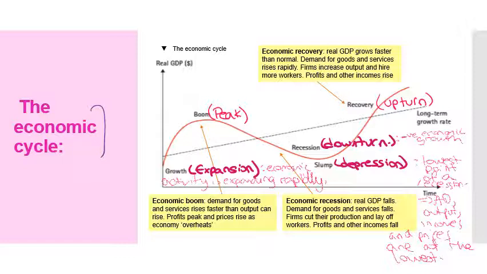So at first, the economy would be growing. When we are growing, we can call it an expansion, which is the economy experiencing rapid economic growth until it reaches a boom or the peak of the growth. What is the peak of the growth? It is considered that the demand for goods and services rises faster than output. People are demanding more than the available output. So profits will peak and prices rise as an economy overheats.